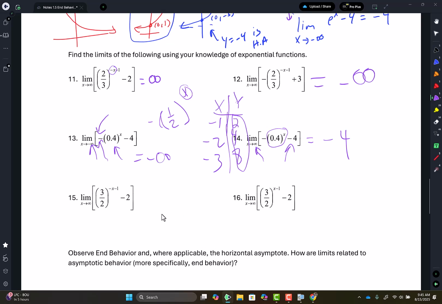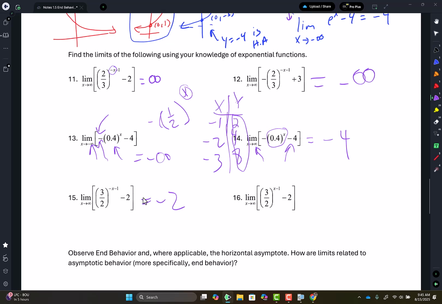Okay, the limit as x approaches infinity of 3/2 to the power negative x. But notice I have a negative x, so that's like 2/3 to the power x. So that's going to be 0 here, minus 2. That's going to be approaching -2. Do you guys see what I did there?